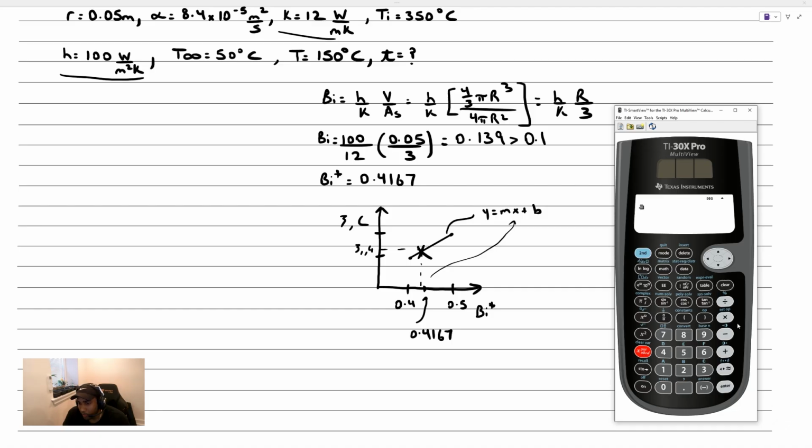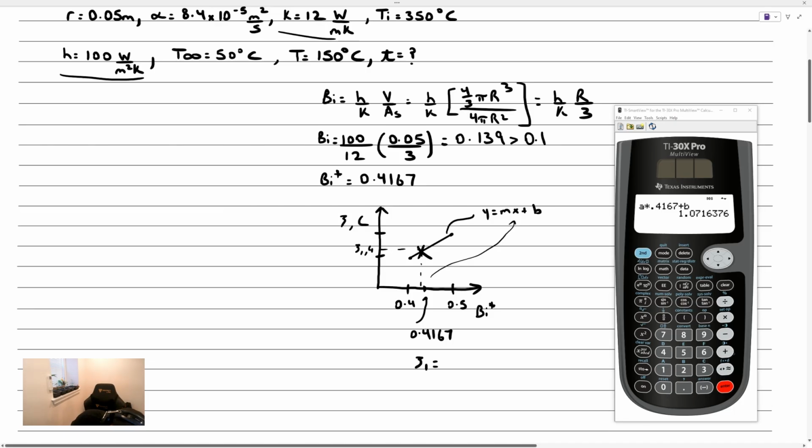A was the slope. We could take that slope and multiply it by our input value, 0.4167, and we can add the y-intercept. And we get a value for zeta 1 at that 0.4167 value equal to 1.0716.